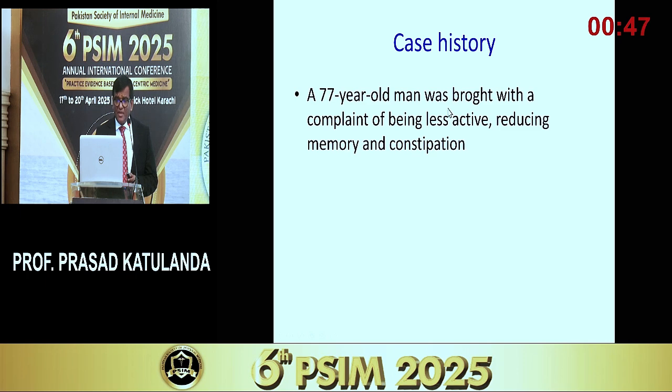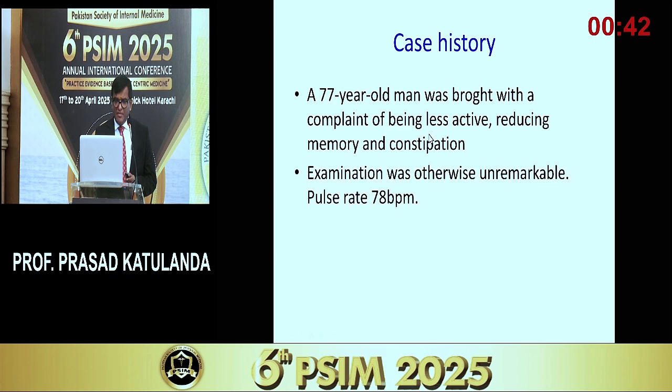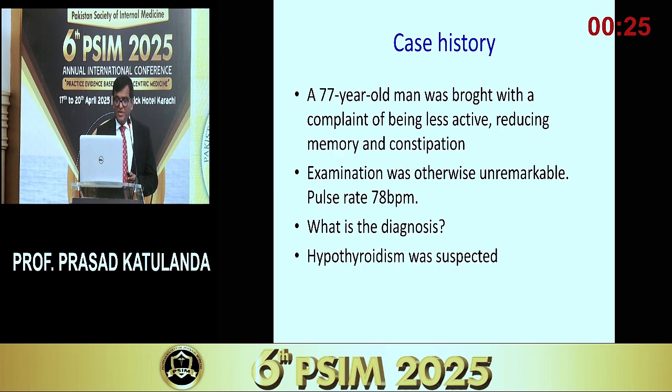So another patient, 77-year-old man, presented with a complaint of being less active, reducing memory, constipation, examination otherwise unremarkable, pulse was more or less normal, and so everybody might agree that this is the typical picture that we see in most patients with hypothyroidism. A GP suspected hypothyroidism, but the pattern was completely different. So TSH is suppressed. Actually, this is not 0. It's 2.6. So elevated T4.